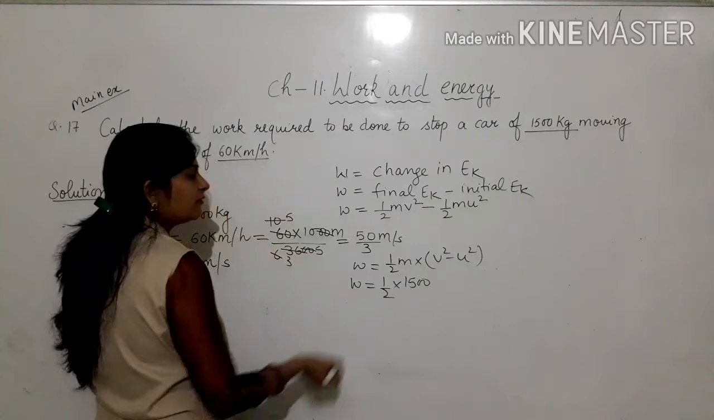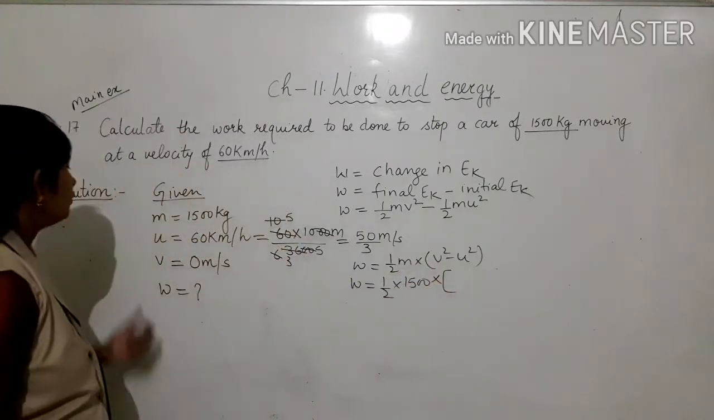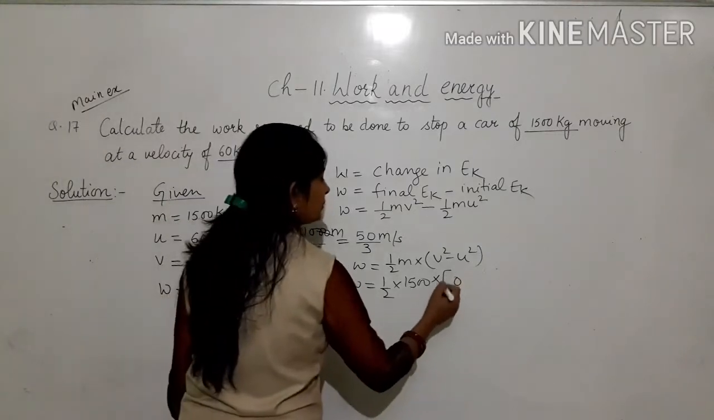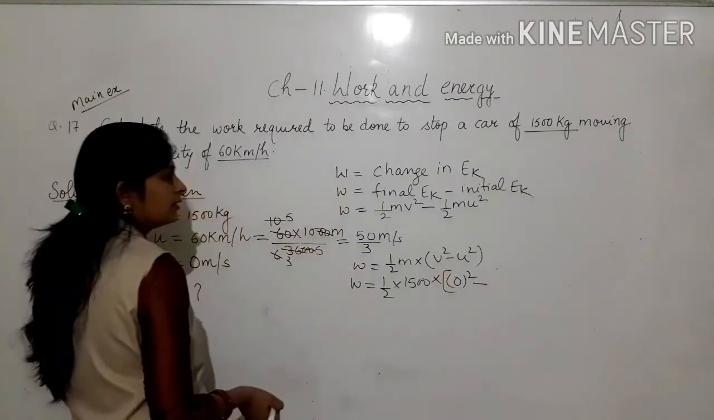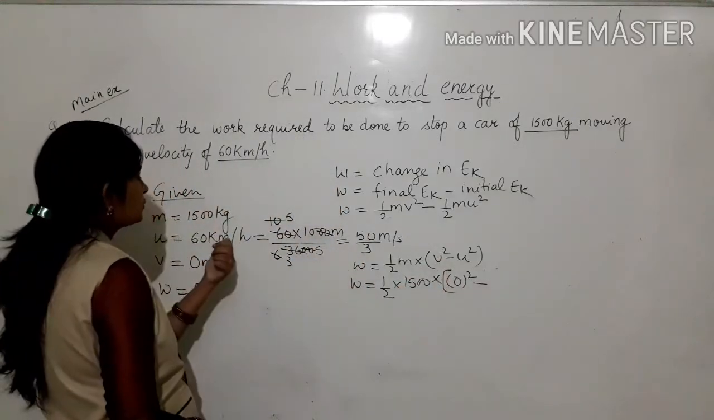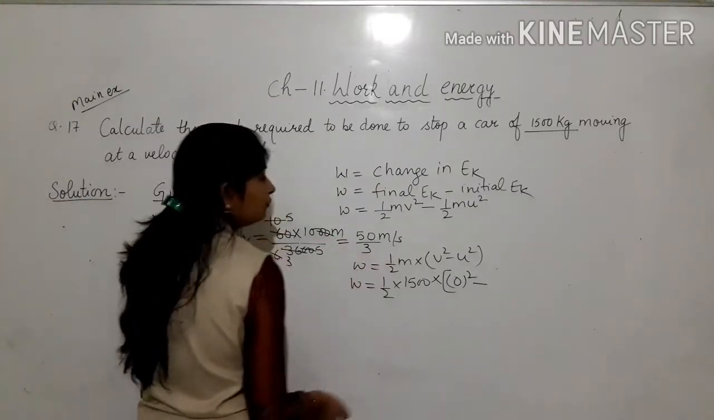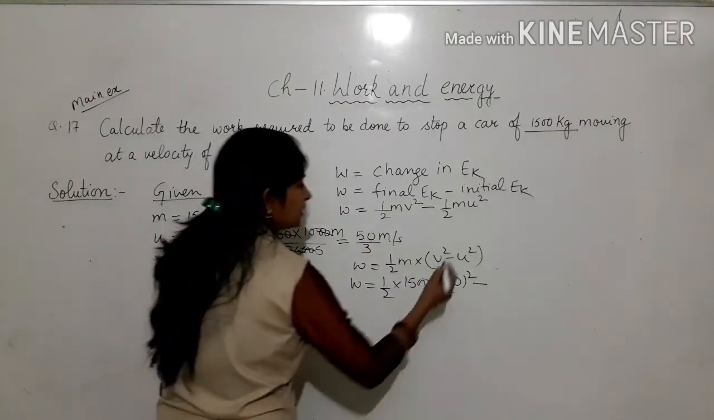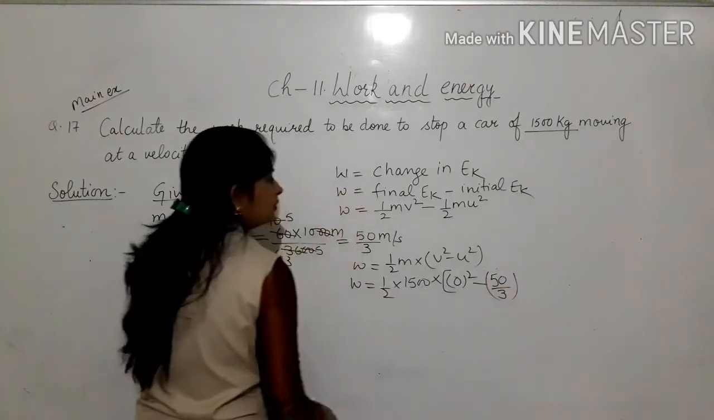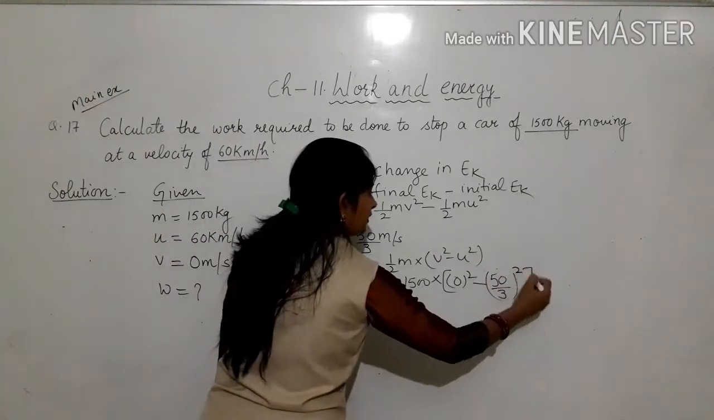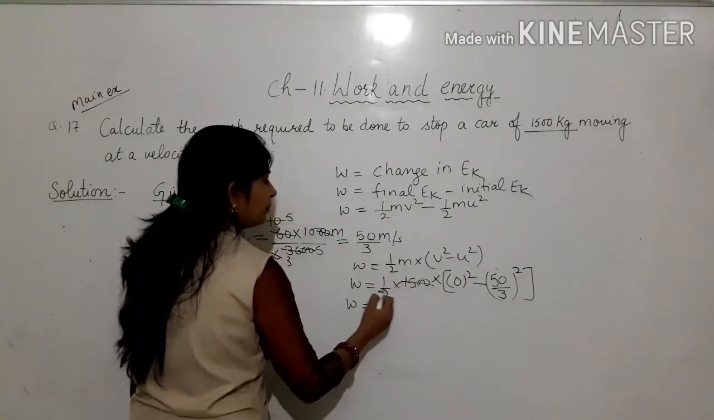1500 kilogram into v. What is v? 0 meter per second. Do square of it, because here v square is there, minus u, 60 km per hour or 50 upon 3 meter per second. So we will write 50 upon 3 meter per second. So in place of u, write 50 upon 3 square. W is equal to, divide 1500 by 2.